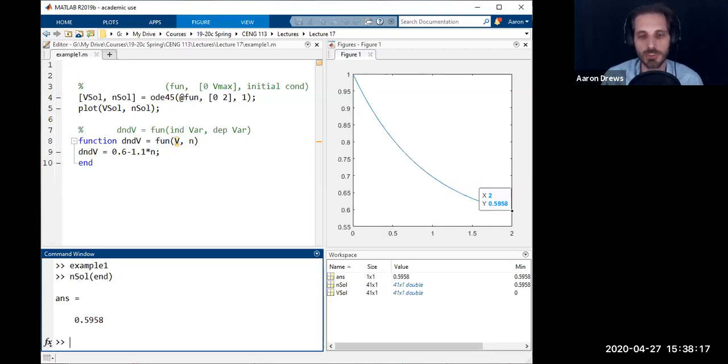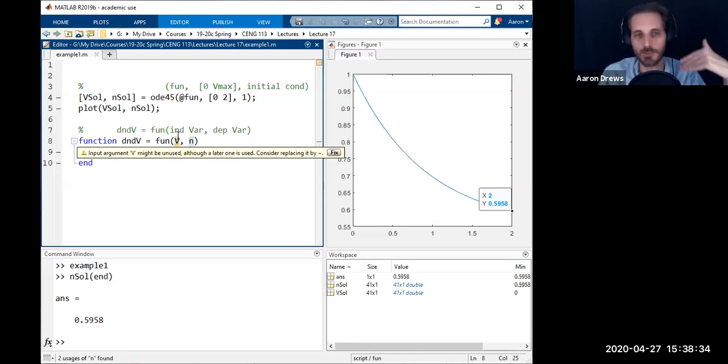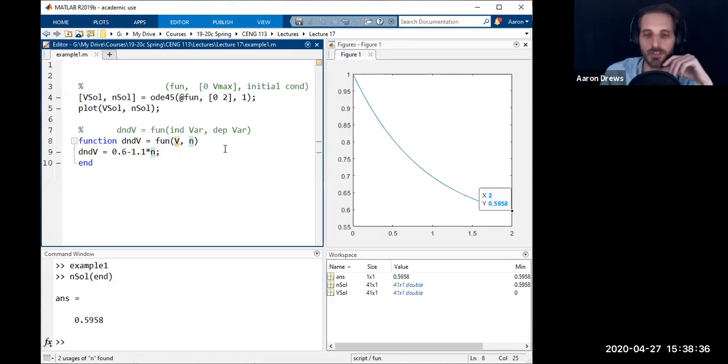There's a question in chat: what's independent and what's dependent? The independent variable is always the one that appears in the denominator. Anything that appears in the numerator of your differential is always a dependent variable. So in this case, n is what shows up in the numerator, so it's dependent. Whatever shows up in the denominator is called your independent variable.